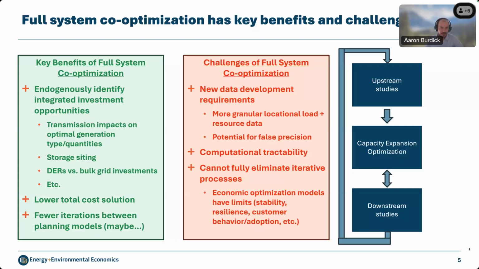The goal of doing this endogenous optimization is to lower the total cost solution and hopefully to have fewer iterations between our planning models. Some of the challenges are it's going to require a lot of new data and a lot of new compute to run a more complex problem. And we still may not be able to fully eliminate some of the iterative processes. So we want to understand what's the limit of economic optimization. What do we want to still capture in downstream or upstream models? So the question really is how much we can put into this optimization problem versus how much we should continue to do in upstream and downstream studies.